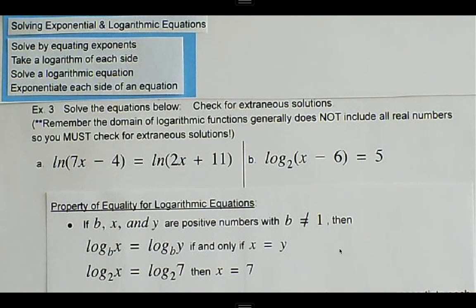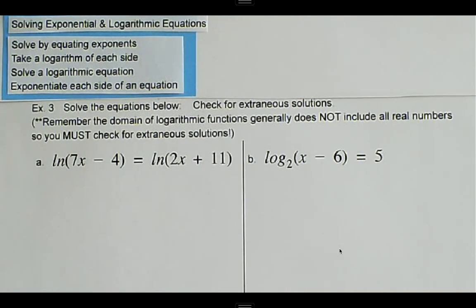Basically it says if you have log base b of x is equal to log base b of y, if and only if x is equal to y. So if you have the log on one side and the log on the other side of the same base, then what you're taking the log of has to be equal.